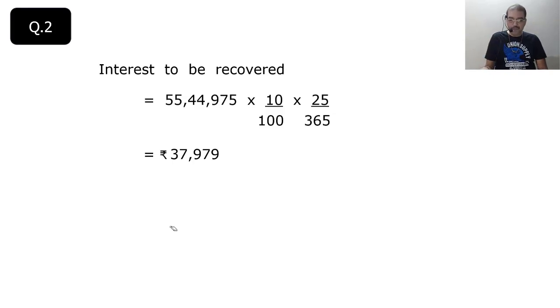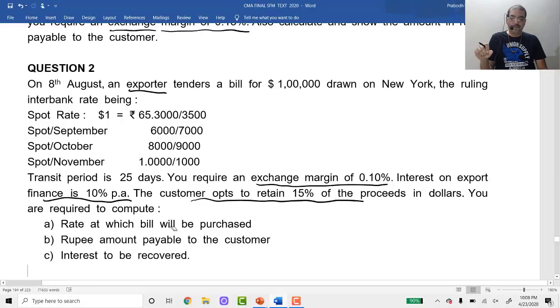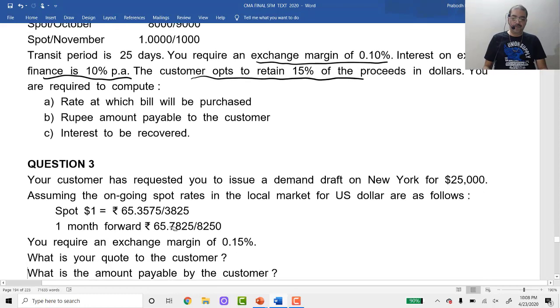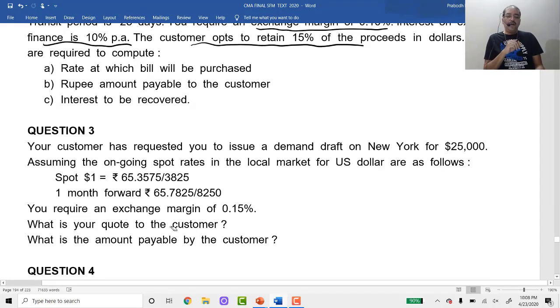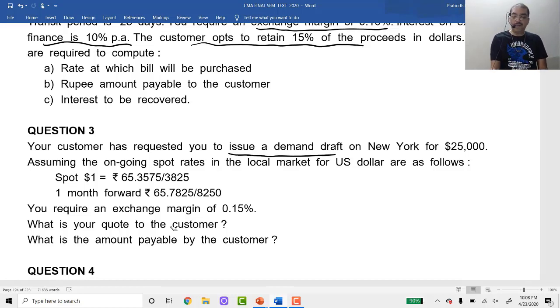Okay. Let us come to question 3. Your customer has requested you to issue a demand draft on New York for $25,000. So your customer is an importer because he has asked you to issue a demand draft in dollars. That means he has to make a payment. He has purchased something, he has to make payment of that. And he is asking you to prepare a demand draft. So he is giving you immediate cash for which you are giving him dollars.